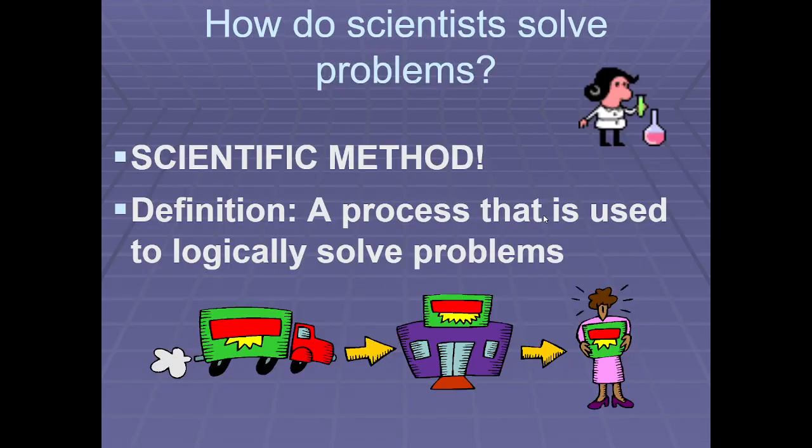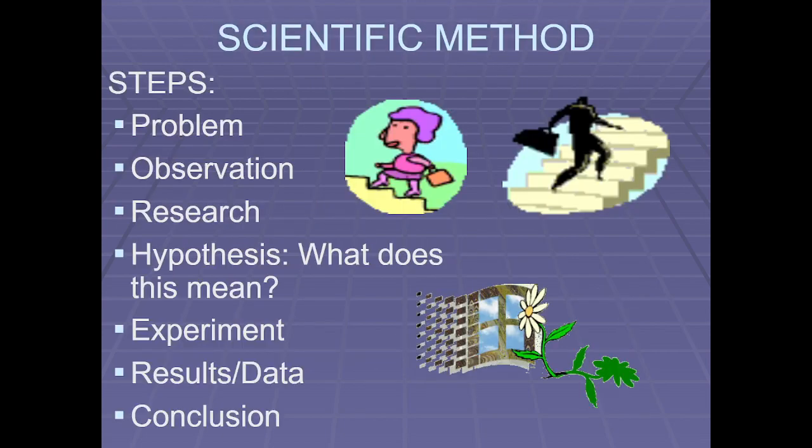How do scientists solve problems? Scientists solve problems with the scientific method, which is a process that is used to logically solve problems. The scientific method includes asking a problem, which is asking questions, which is the first step of the scientific method. Once you have your problem, you want to make observations and research. So you try to find evidence and research to help you move forward with your problem.